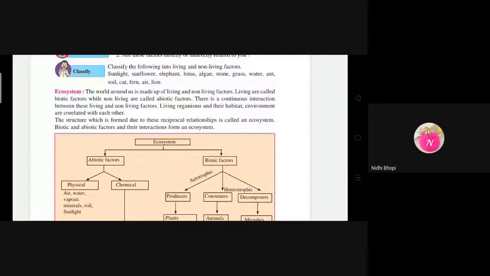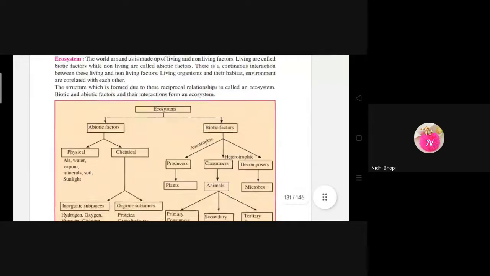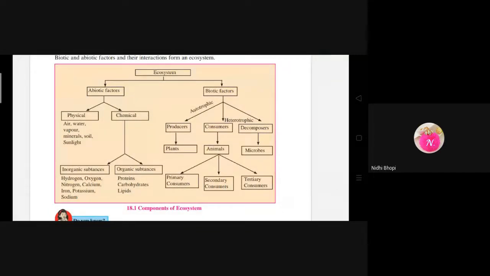What is in this lesson? What is an ecosystem? The world around us, all the things, living, non-living, abiotic factors, all are included in our ecosystem. Abiotic factors are physical factors: air, water, vapor, minerals, soil, sunlight. Since they do not have life, they are called abiotic. The biotic factors are animals and plants. Some are autotrophic, making their own food, and some are heterotrophic, dependent on the autotrophic for their food. Producers are plants, consumers are animals, and decomposers are microbes.